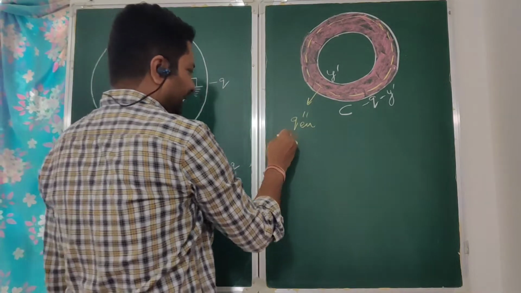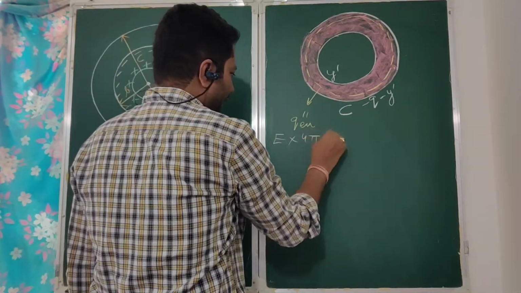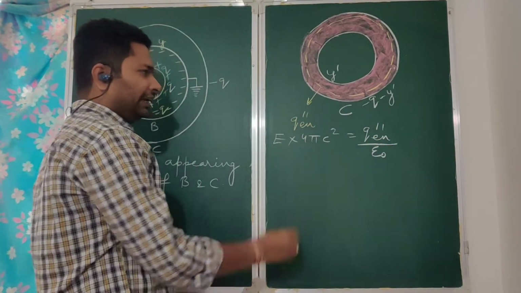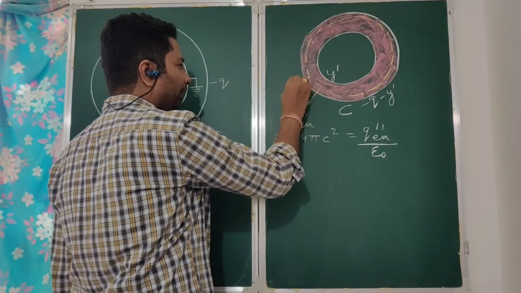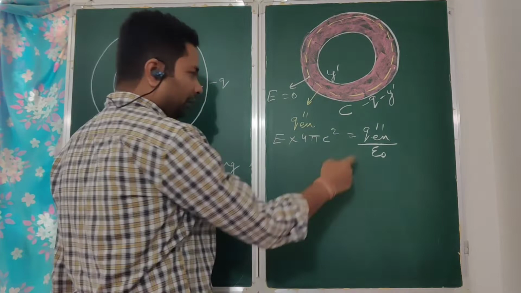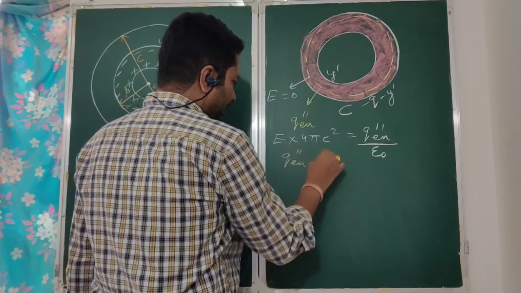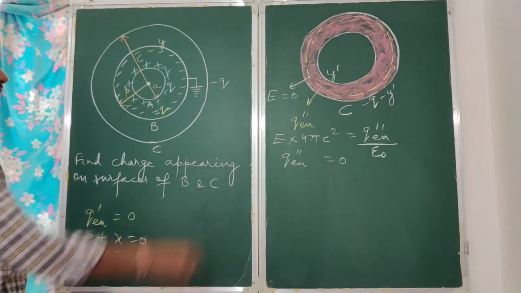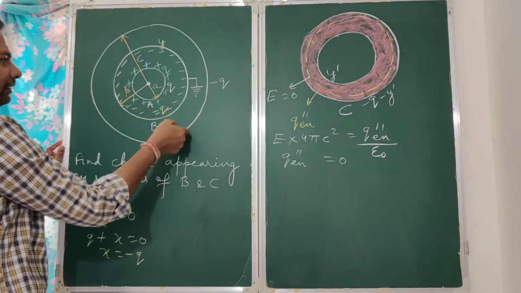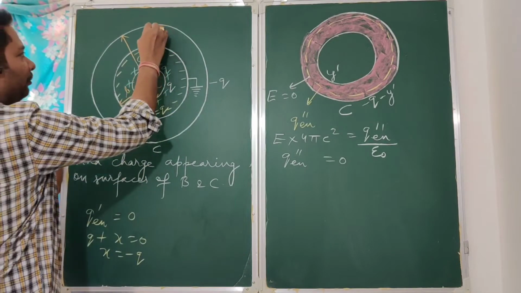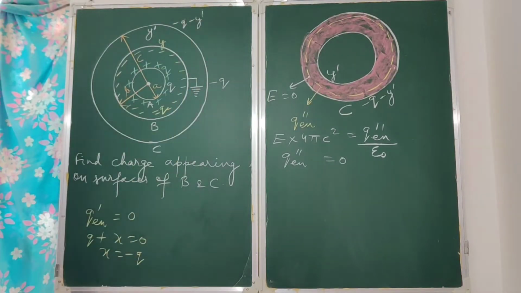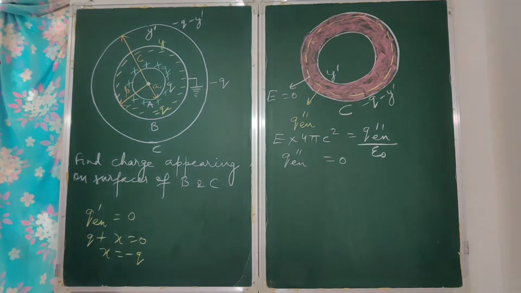So now again we can write electric field into 4 pi c square as equal to q enclosed double dash by epsilon naught. So what is the electric field at any point on this Gaussian surface? It is lying inside the material. So electric field is 0. So q enclosed double dash is also 0. Now what is q enclosed by this Gaussian surface? So you can see it here within this inner part. How much we have assumed? We have assumed it to be y dash, and on outer surface minus q minus y dash. So this is the charge distribution we are having.